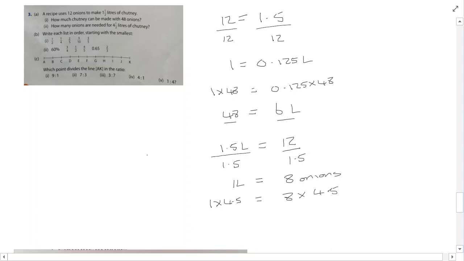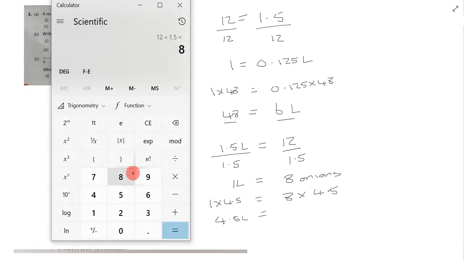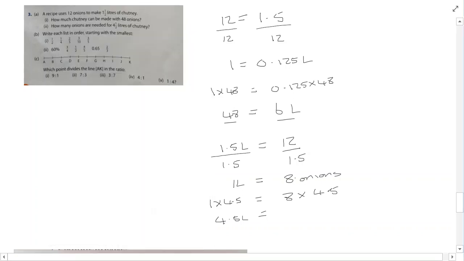So this is 4.5 litres. So 4.5 litres is going to be equal to 8 multiplied by 4.5, which is equal to 36. 36 onions. Okay, so if we want to get 4.5 litres of chutney, we need to use 36 onions. So that's that one.